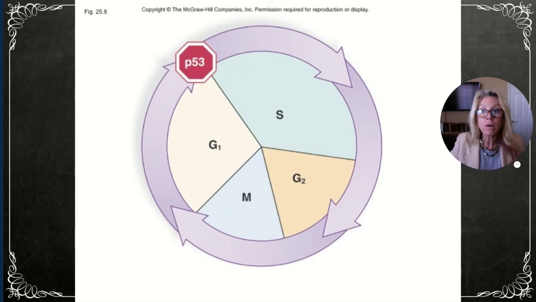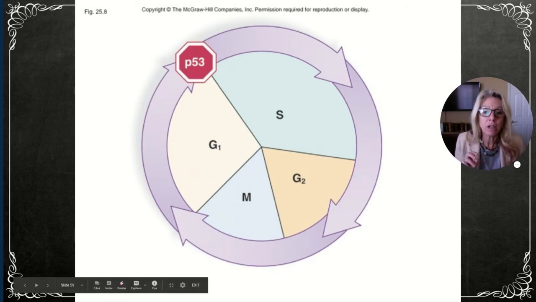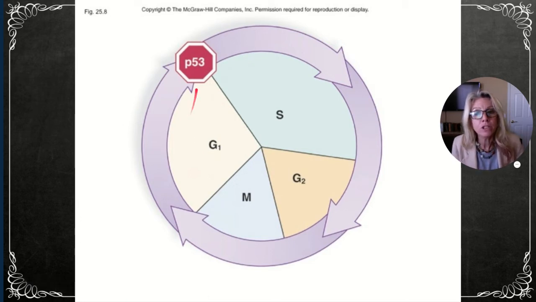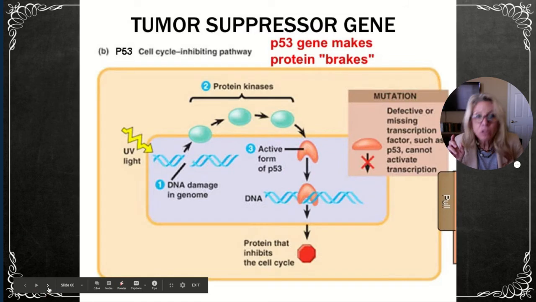one that you want to know about is, remember when we talked about control of the cell cycle and we have checkpoints. So here, following G1, you have a checkpoint, and this is all about the P53 gene. And this gene will put the brakes on your cell cycle if there's any damage, to fix it. If it can't, here, let me show you another slide right here.